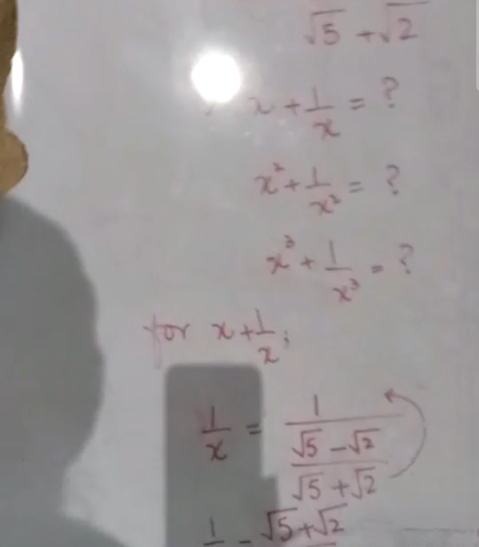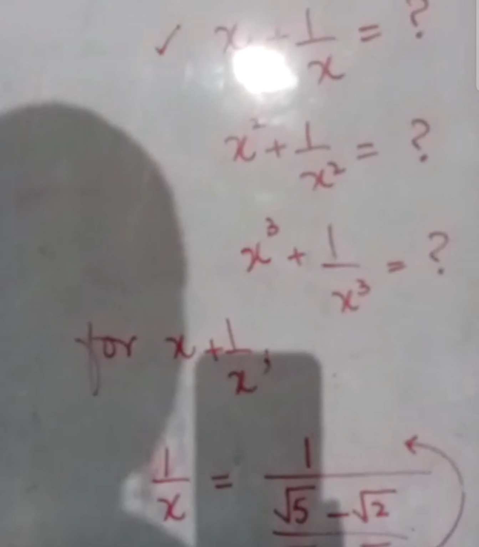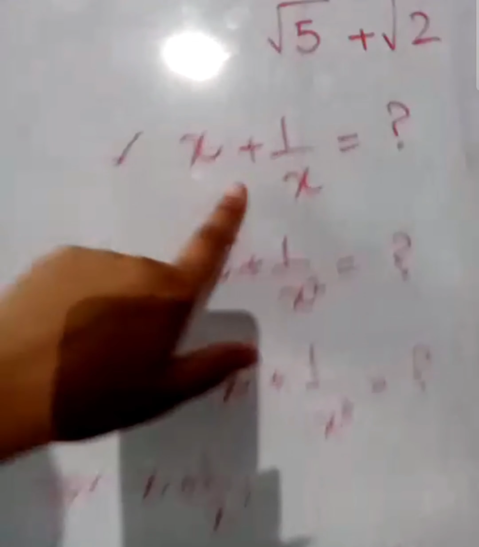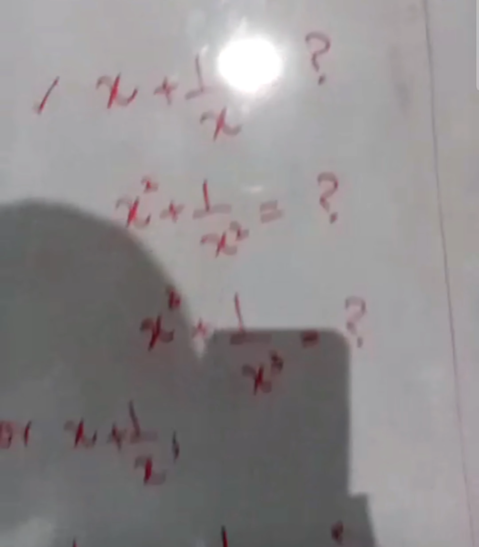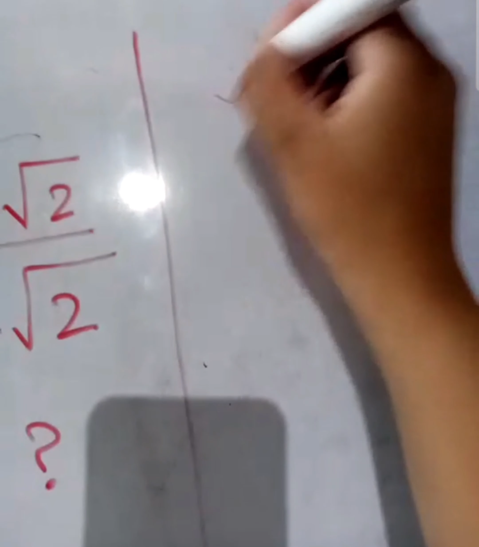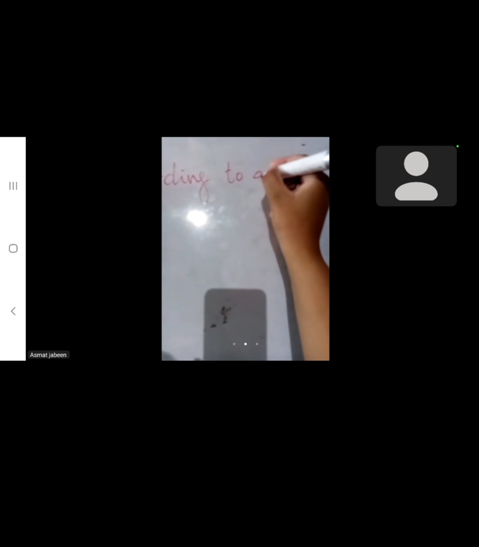Listen to me carefully. X is irrational. Similarly, 1 by x is also irrational. Both of the terms are irrational. Rather than separately making them rational, what will we do? We will add them according to the question. We will add both and then rationalize. Is it clear? In the previous questions we haven't done so because the x was not irrational; here both are irrational, so we will add them according to the question.